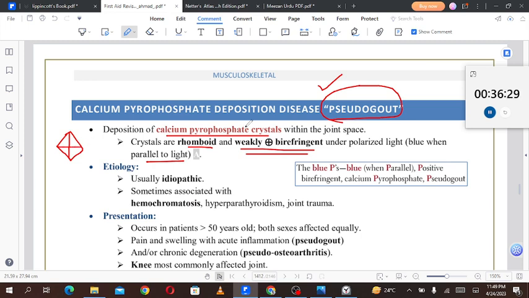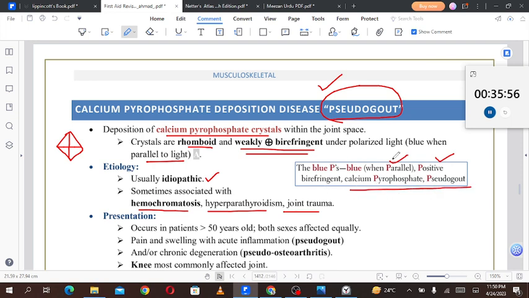So calcium pyrophosphate deposition disease, or pseudogout, is positively birefringent, while gout is negatively birefringent. What does it mean? In gout, when parallel light is passed through the crystals, they become yellow, and in pseudogout, they become blue. Etiology: usually idiopathic, sometimes associated with hemochromatosis, hyperparathyroidism and joint trauma. The blue P's: blue when parallel, positive birefringent, and calcium pyrophosphate pseudogout.